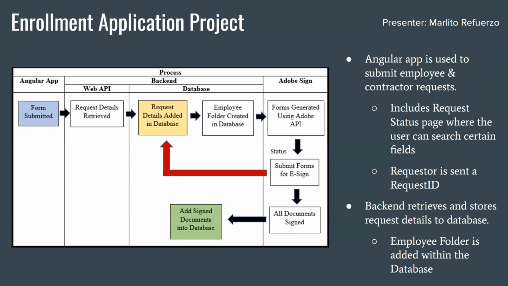Next. All right. So next up is how the enrollment application will work. So first off, the Angular app will be used in order to submit both employee and contractor requests. With that being said, this includes the request status page where the user will have the ability to look up certain fields and where the requester will receive a request ID. After that, the backend side of the project will retrieve and store the entered request details into the database, which leads to the creation of an employee folder into the database. Next slide.